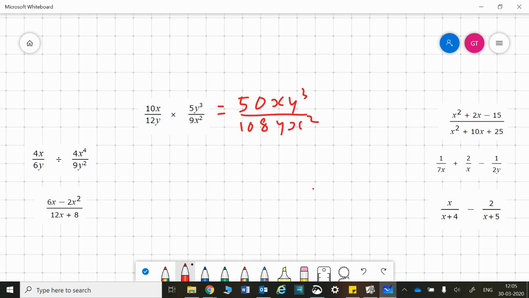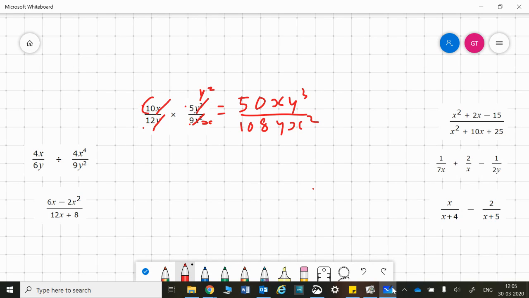But if you want, you can also choose to cancel things as you see it from the start. So for example, I can see I've got an x there, and I can see I've got an x squared there, so that leaves me with 1x there on the bottom. I can see I've got a y cubed there, and I've got a y there, so that leaves me with y squared there when I cancel them. I can also see with the numbers, the 10 and the 12 cancel, but the 10 doesn't cancel with the 9, and the 5 doesn't cancel with the 12. So it's only the 10 and the 12 which can cancel.